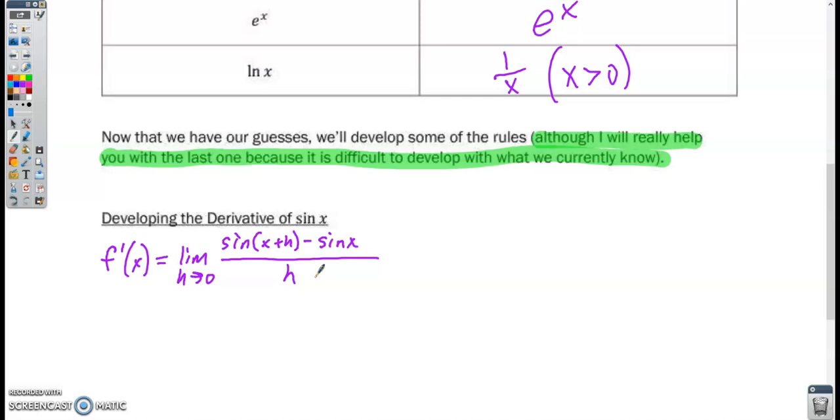Hopefully you do. If you don't, it is a trig identity that you should have somewhere in your back pocket from pre-calculus, and that is that the sine of the quantity x plus h is equal to the sine of x cosine of h plus sine of h cosine of x.